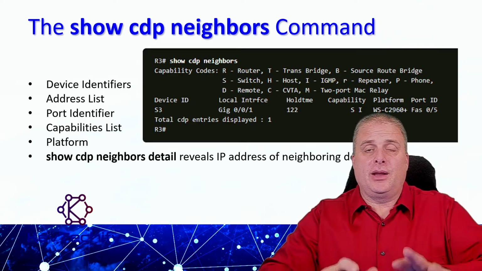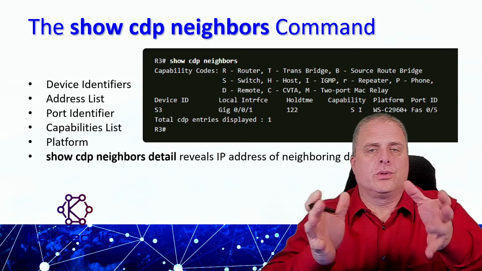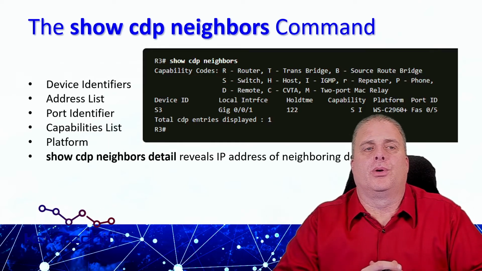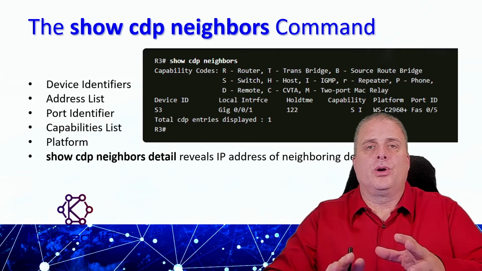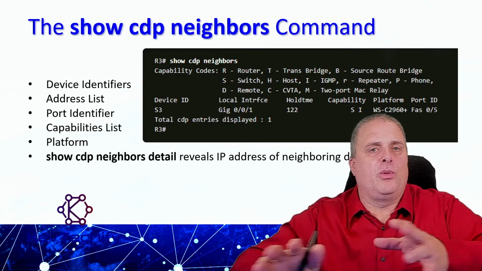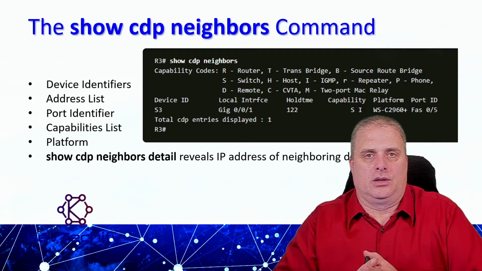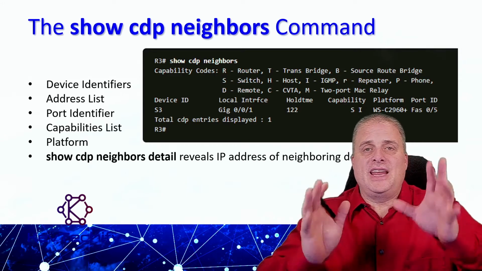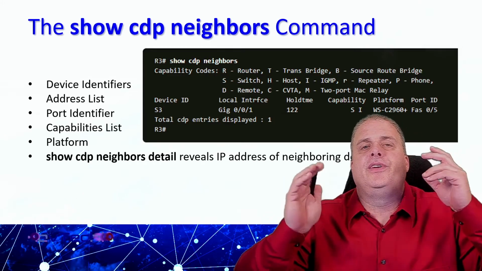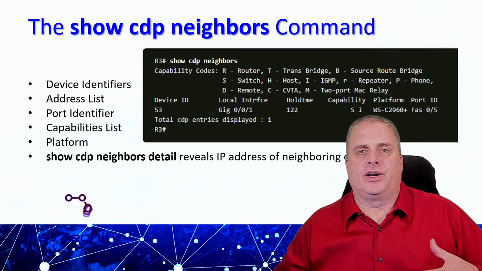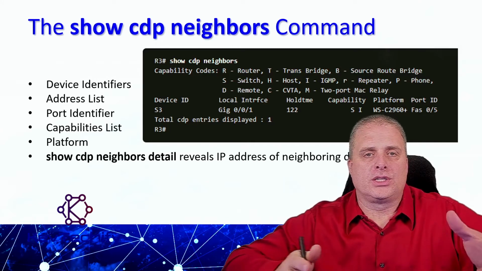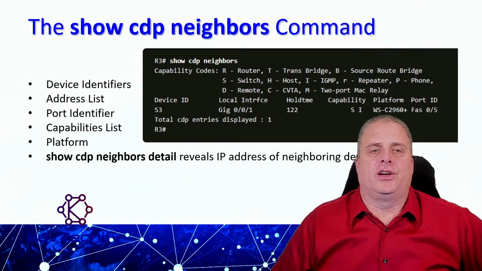Show CDP neighbors is another command that you will learn to use as a network administrator. CDP, Cisco Discovery Protocol, is a protocol that Cisco devices use to communicate with other devices on the network. The neighbors option, so show CDP neighbors, reveals the IP addresses of neighboring devices. It reveals what devices are connected to what ports, and how everything is configured.